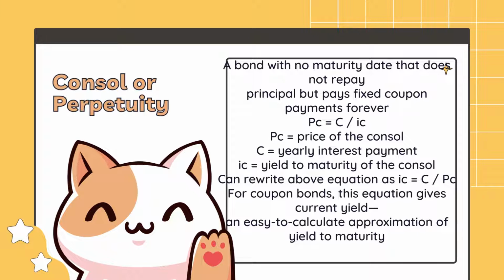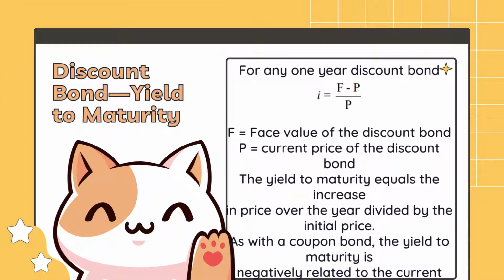So, perpetuity yung term na tawag natin sa bond na walang maturity date pero kailangan mo magbayad ng fixed coupon payments forever. So, skip ko na itong ibang part dito. Then, last but not the least is the discount bond yield to maturity.